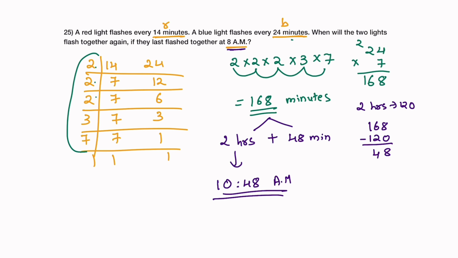Okay, so this is how you had to solve this question. Flash together again. So we did LCM and then we added that time. It was in minutes, so we converted into hours and minutes to add to the last time that they flashed. That was very important. If you had left it up to here, you've not completed your question. You're just saying that every 168 minutes they're going to flash together. But then after 8 a.m., when would they flash together is what they were asking.